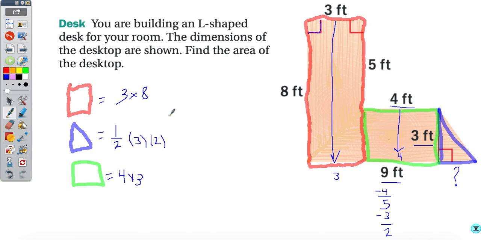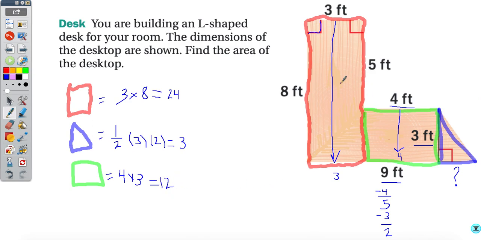So the next thing I'm going to do is I'm going to find the area of each of the shapes. Area for a rectangle is just base times height, so 3 times 8 is 24. For my triangle, the base and height are 3 and 2, so 3 times 2 is 6. Half of 6 is going to be 3. And the green rectangle, again, is just base times height, so 4 times 3 is equal to 12.